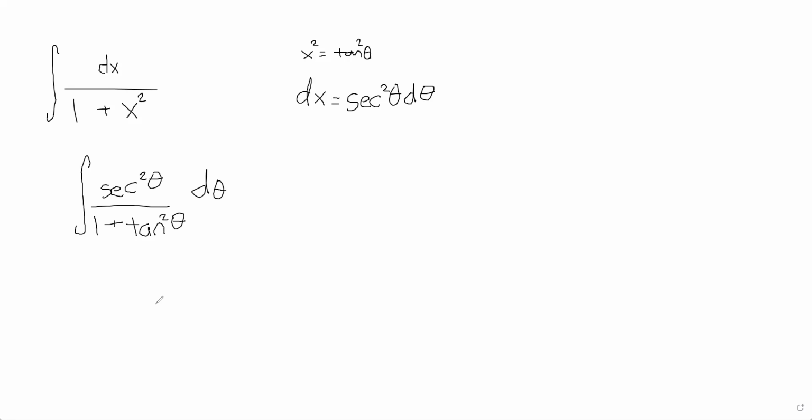The reason why we want this is because 1 plus tan squared theta is equal to secant squared theta. So the whole fraction is equal to 1, really. And when you have to integrate d theta, you just get theta. Perfect. No need to finish that. Let's try another one of this type though.